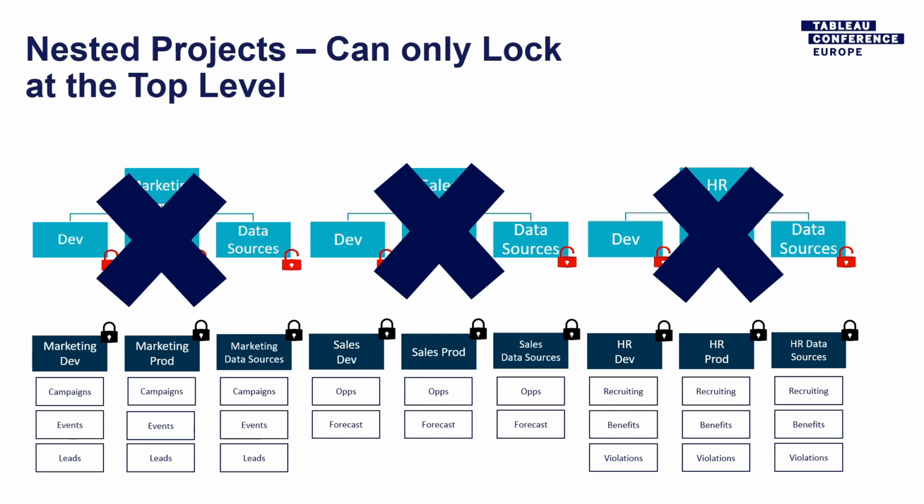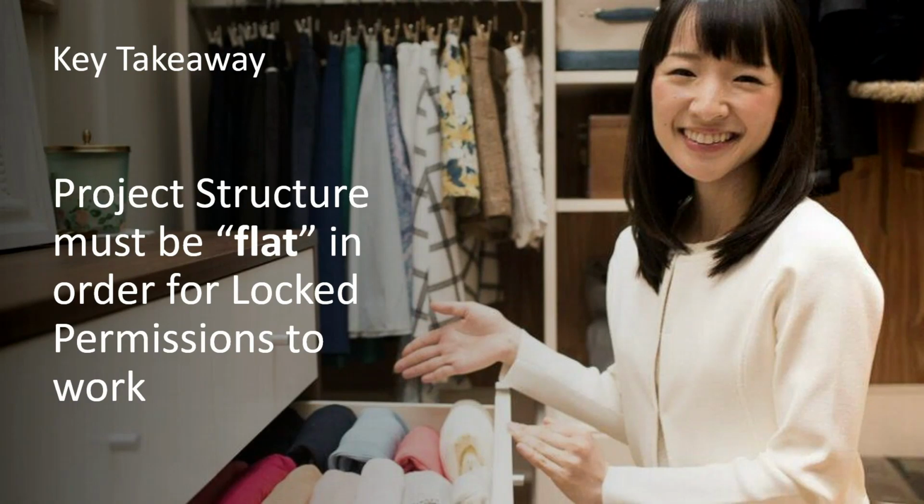Right. So what's the takeaway from this? Well, it's quite simple. Your project structure has to be flat in order for the lock permissions to work across the different folders. And we'll touch on that more when we go through the next chapter.